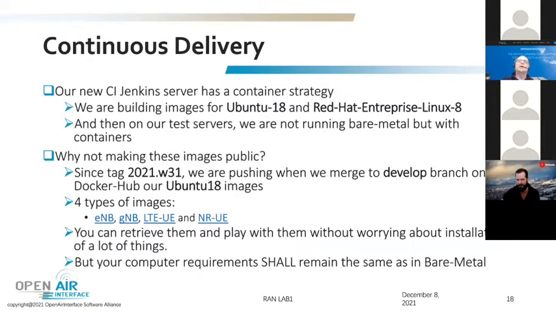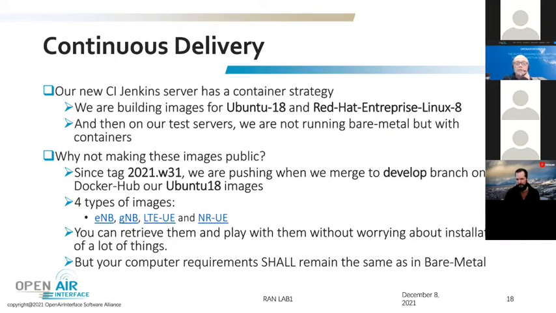Continuous delivery. Our new CI Jenkins server has a container strategy. That means that we are building images for Ubuntu 18 and Red Hat 8, sorry. And then on our test server, we are not running bare metal, but with containers. So that means that we are rebuilding, and we are copying or having a local registry to propagate this test image to our test server. So the question I put to myself is, why not make these images public? So since week 31, I am pushing what we merge on develop to Docker Hub.